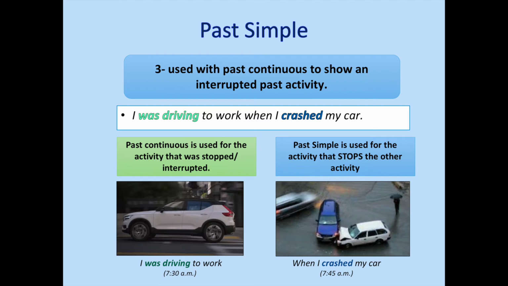For example, I was driving to work when I crashed my car. Past continuous is used for the activity that was stopped or interrupted. Here, that is, I was driving to work. That happened in the past, but then it was interrupted by the past simple.